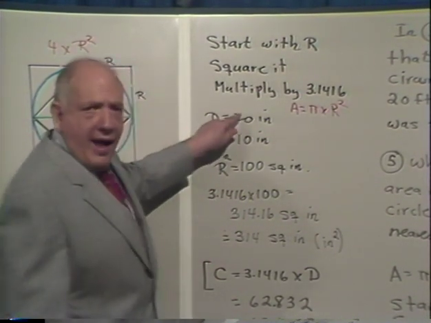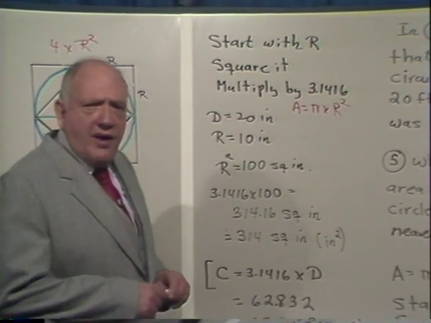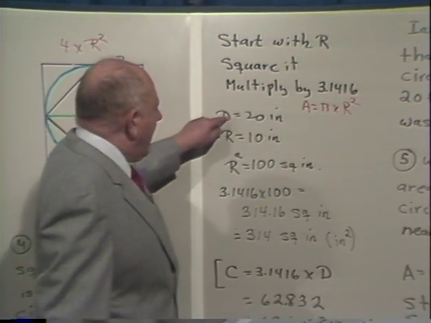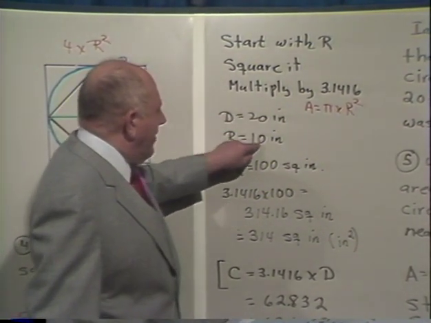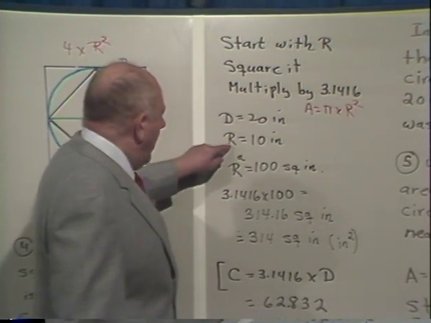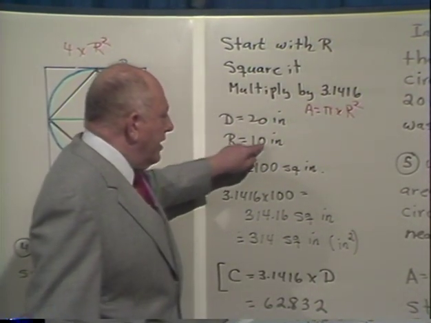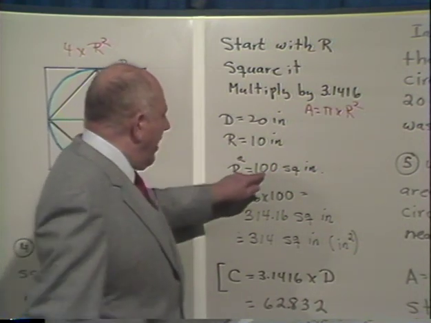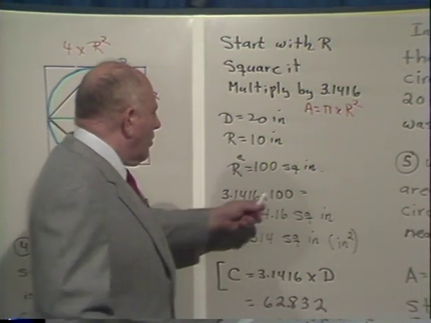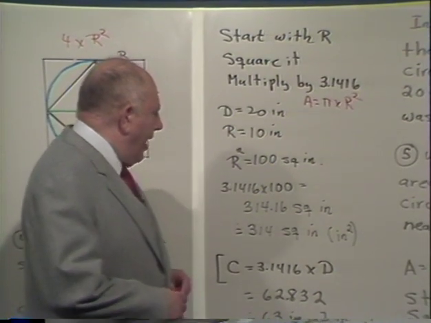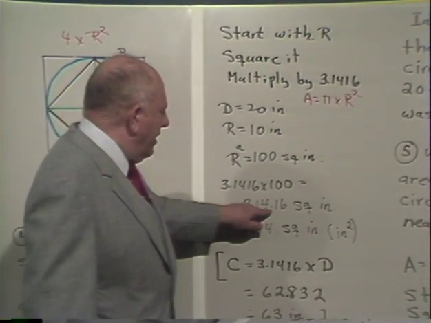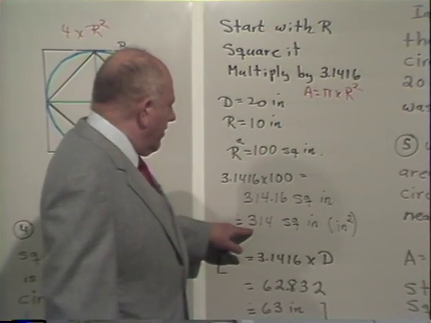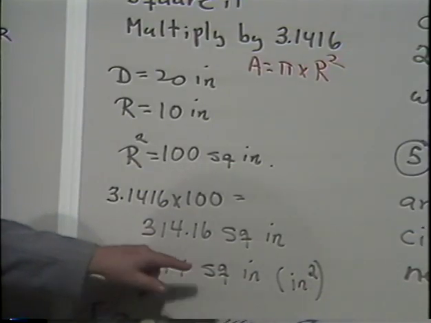So we're starting with a diameter of 20 inches. What's the thing I'm supposed to square? The radius. Well, if the diameter is 20 inches, the radius is half of that, which is 10 inches. If I square 10 inches, and be careful here, 10 inches times 10 inches is not 100 inches, it's 100 square inches. And what do I do next? I multiply that by pi, that's 314.16 square inches, which rounded off to the nearest square inch is 314 square inches.